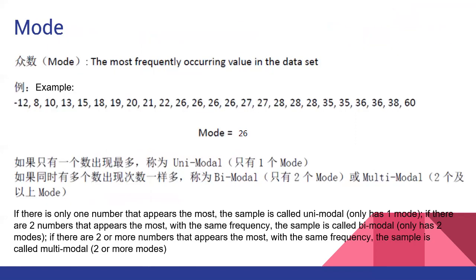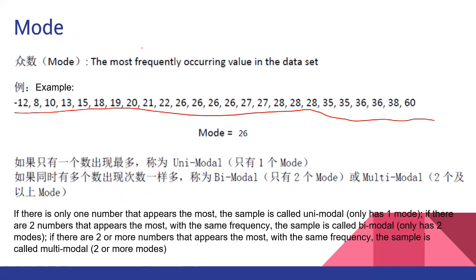No, okay. Let's see the third measure of the central location, which is called mode. Mode is defined as the most frequently occurring value in the data set. For example, if we have a sample data as this, the mode is 26 because 26 is the most frequently occurring value in the data set.